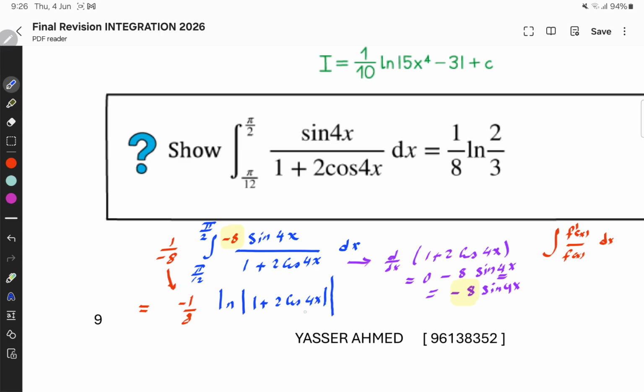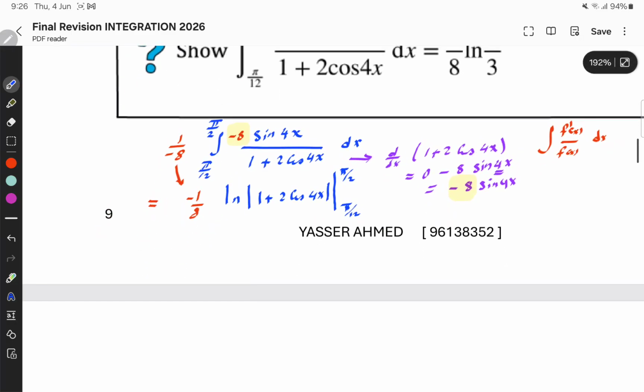All of that defined from pi over 12 to pi over 2. So what we have to do, we just do that negative 1 over 8, open bracket. Now start to substitute the upper limit first. It will be ln of 1 plus, here substitute x, 4 times pi over 2, it's 2 pi. So 1 plus 2 cosine 2 pi.